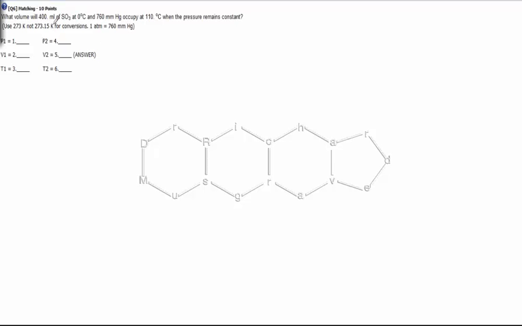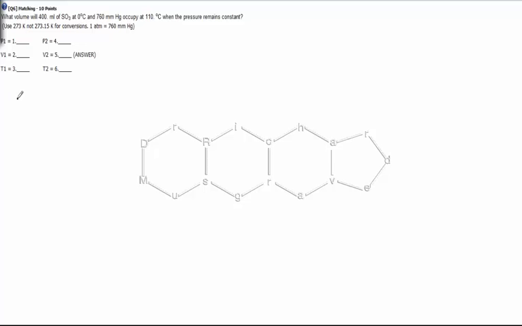Alright, this one's clearly another P1 V1 over T1 equals P2 V2 over T2 type problem, because we've got something that's got two sets of conditions. What volume will 400 mL of SO3 at 0 degrees Celsius and 760 millimeters of mercury occupy at 110 degrees Celsius when the pressure remains constant? So you see we've got two different temperatures telling us we've got two different sets of conditions here. It says also here the pressure remains constant. I'll show you how to handle that in a second.